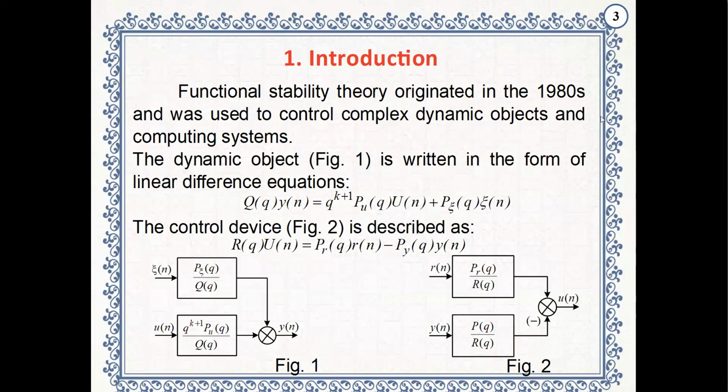Functional stability theory originated in the 1980s and was used to control complex dynamic objects and computing systems. This theory makes it possible to respond promptly to system and block failures, to redistribute the functions of the failed blocks between those capable of performing the final task.